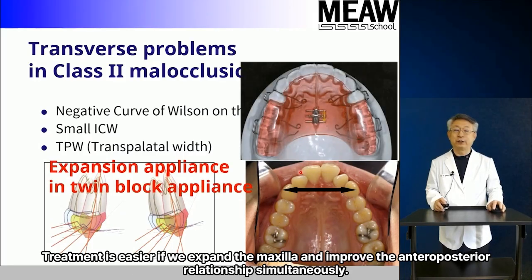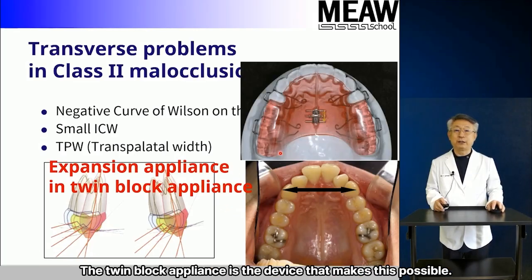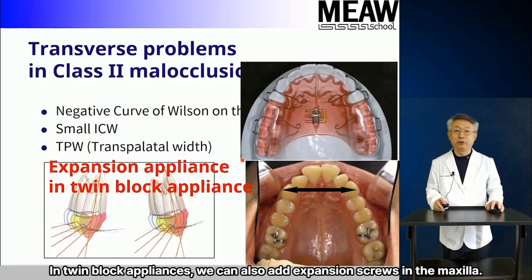Treatment is easier if we expand the maxilla and improve the antero-posterior relationship simultaneously. The twin block appliance is the device that makes this possible. In twin block appliances, we can also add expansion screws in the maxilla.